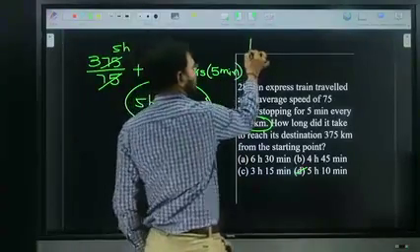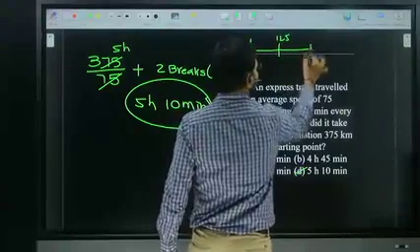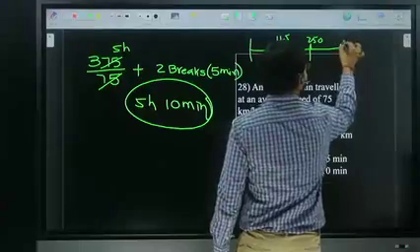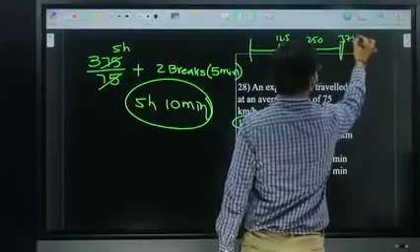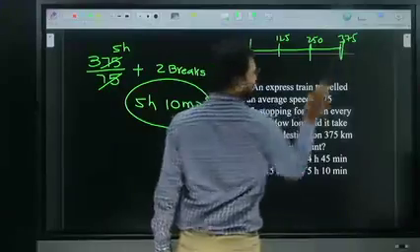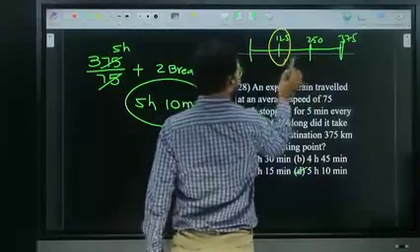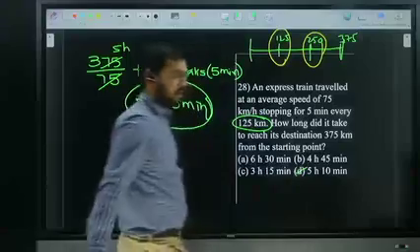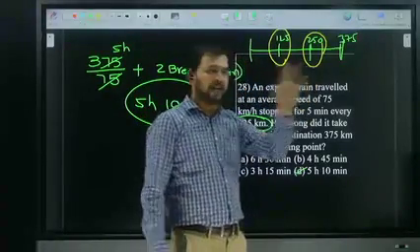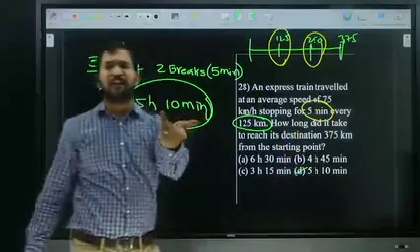Only 2 breaks are possible. At the rate of 125 kilometers a break is possible, at 250 kilometers a break is possible. But at 375, no need to take a break because you have already reached the destination. Breaks are possible only 2: one break at 125 and one break at 250. So total only 2 breaks. One break is 5 minutes, so 2 breaks is nothing but 10 minutes.